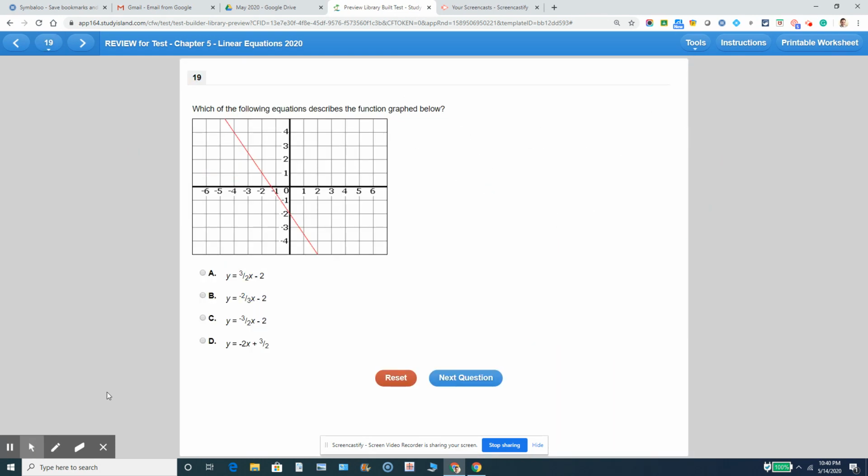Almost there. Equation from a graph. We have -2 here. That's your b value. Down 3 over 2, so slope is -3 over 2. Okay. There you go, C. 4 more.